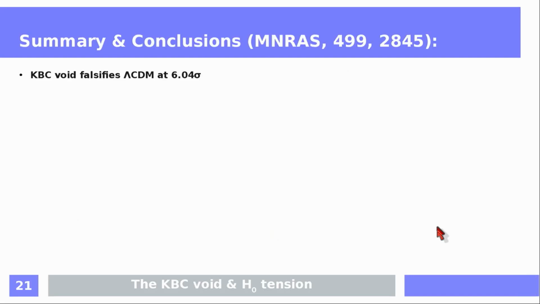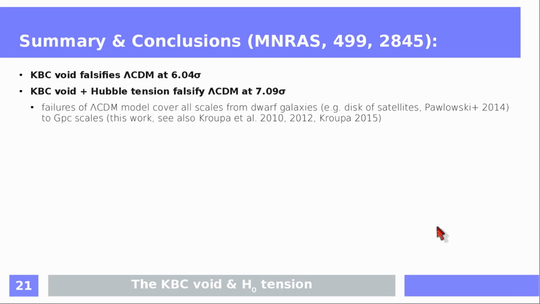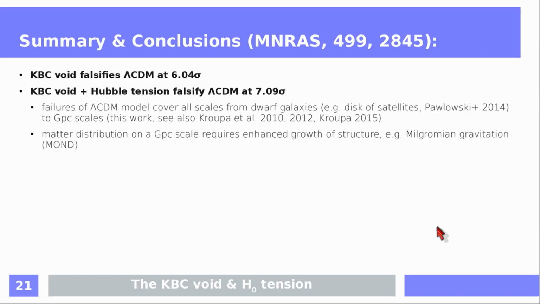And now this brings me already to the summary and conclusion slides. So using the Millennium XXL simulation, the KBC void falsifies the ΛCDM at the 6 sigma level. And given that the Hubble tension falsified ΛCDM at the 5.3 sigma level, the combined tension using the KBC void and the Hubble tension gives us a 7 sigma tension. And the implications are far-reaching because the failures of ΛCDM now cover all scales ranging from dwarf galaxies to gigaparsec scales.